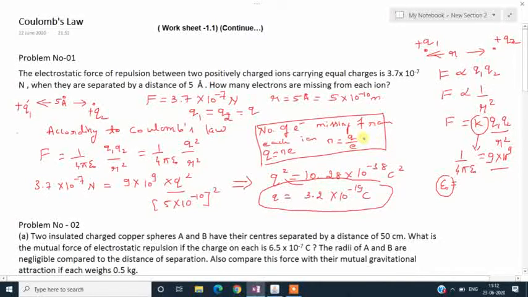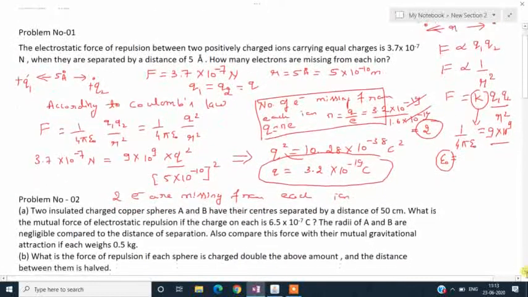Q is 3.2 into 10 to the power of minus 19. E is 1.6 into 10 to the power of minus 19. So this goes 3.2 divided by 1.6, that is nothing but 2. So 2 electrons are missing from each atom. Alright. So this is the thing.